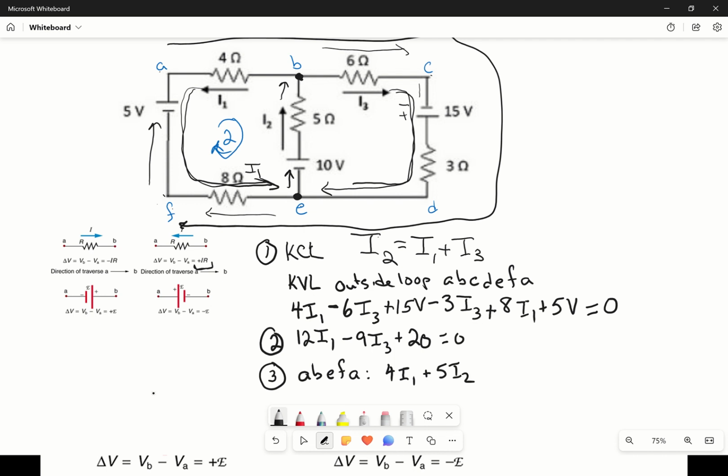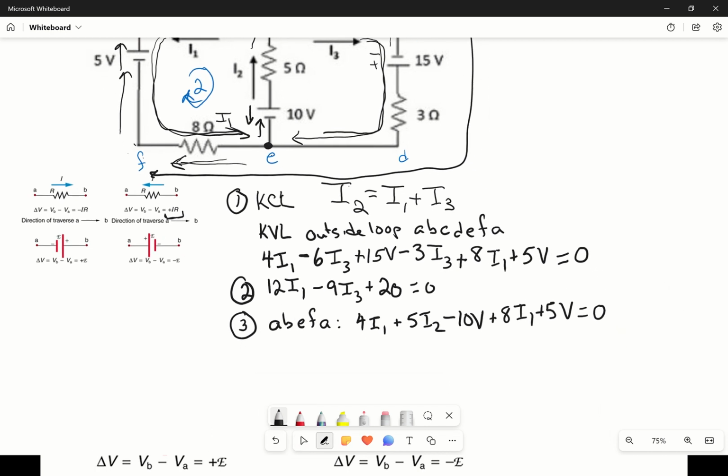I'm going to go through that 10-volt battery. Now I'm going towards the minus, so it's going to be minus 10 volts. Then I'm going to go through that 8 ohm resistor from E to F, and we already did that in the other loop. So it's going to be plus 8 I1. And then finally from F to A, we're going to go through that 5-volt battery towards the positive, so it's going to be plus 5 volts. And I'm all the way back where I started, so I set that equal to 0.